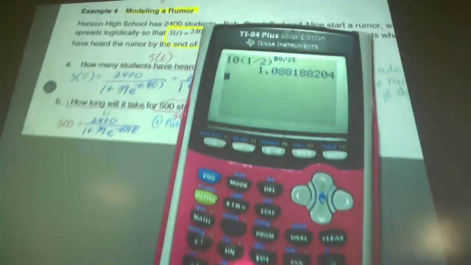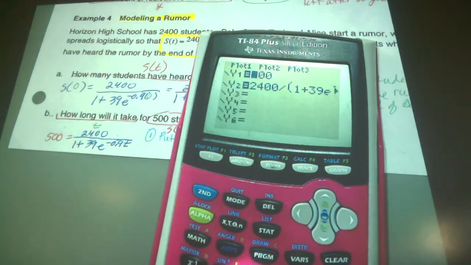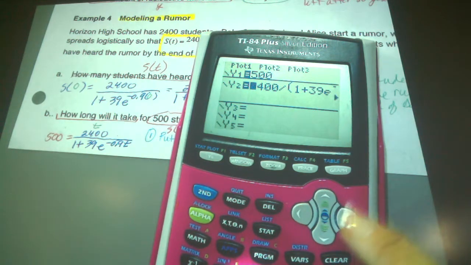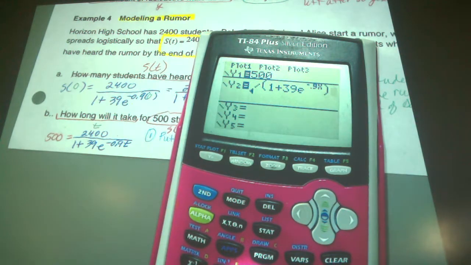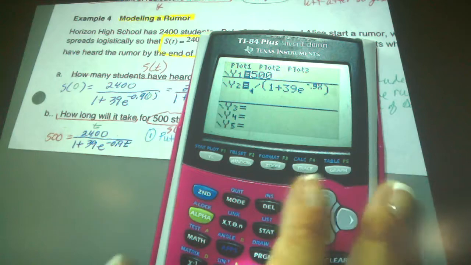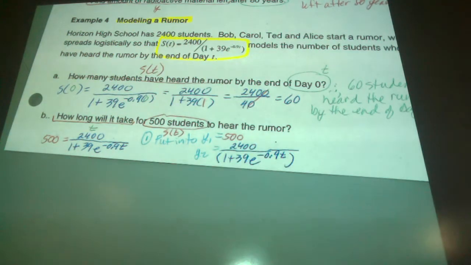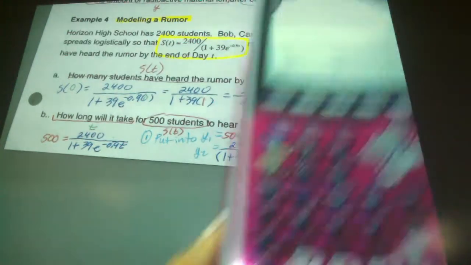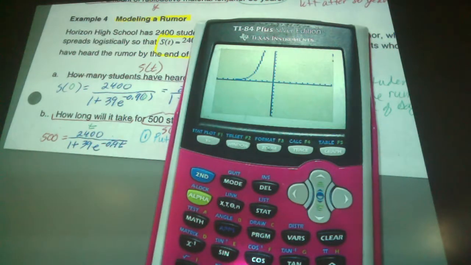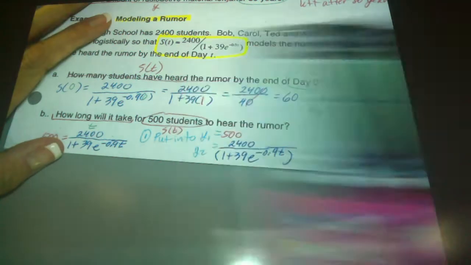So here's my calc. Going to y equals, and there's those 2 formulas. There's the 500, and here's the 2,400. 1 plus 39 times e to the negative 0.9x. So mine doesn't need extra parentheses. Yours might if you have a caret. So then, take this away for a moment. So then if I hit graph, notice what happens. Oh, we have 2 different graphs. So before, okay, that's what it looks like.